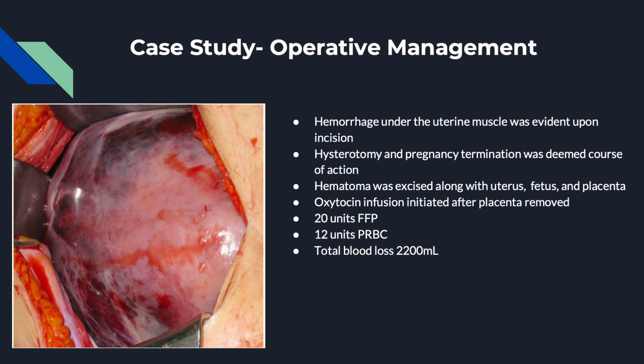So once the patient was in the operating room and the incision was made, the uterine hemorrhage was extremely evident. It was noted that a hysterotomy and termination of the pregnancy was going to be the best course of action. A large hematoma, along with the uterus, fetus, and placenta, was all excised during the procedure. After the placenta was removed, an oxytocin infusion was initiated. They also administered an additional 20 units of FFP and 12 units of PRBCs during the procedure. After the procedure was finished, a total of over 2 liters of blood loss was measured.